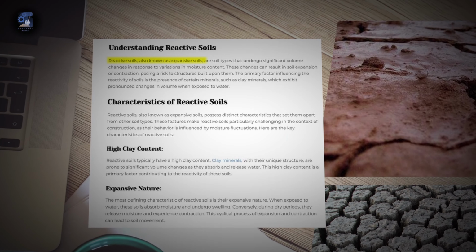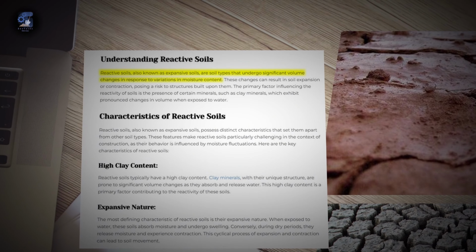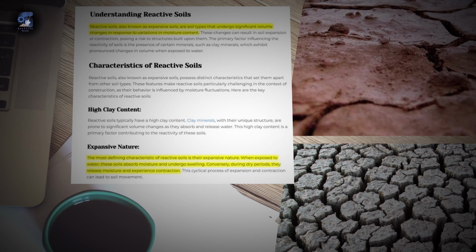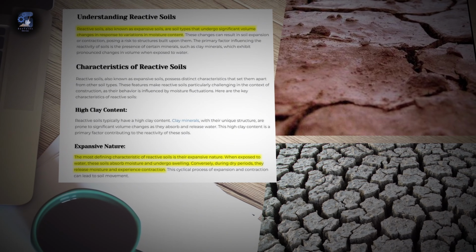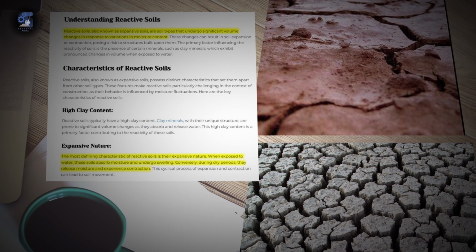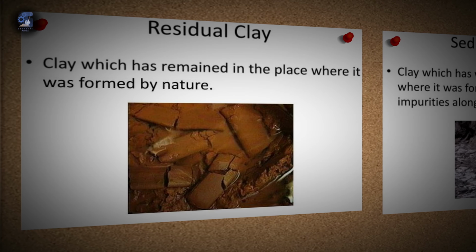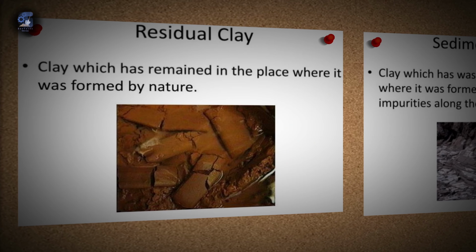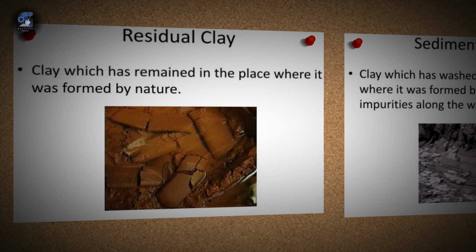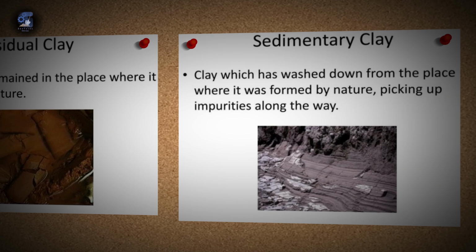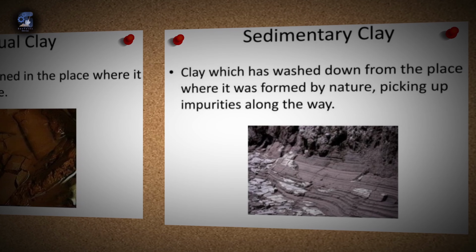Reactive clays, also known as expansive soils, are a type of soil that undergoes significant volume changes with moisture variations. When these soils get wet, they expand, and when they dry out, they contract. This constant movement can exert tremendous pressure on the structure, leading to damage. Clays can be divided into two classes: residual clays, which are found in their place of origin and formed by weathering, and transported clays, also known as sedimentary clays, which are removed from their place of origin by erosion and deposited in a new location.